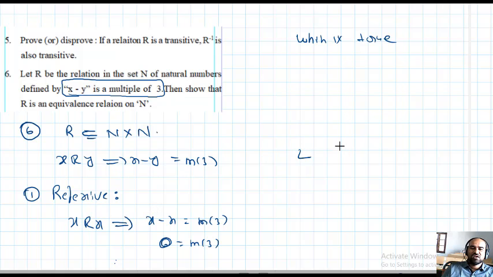Instead of x you take 2. 2 related to 2 means 2 minus 2 is a multiple of 3. Correct only, no? Take 3 related to 3. 0 is a multiple of 3, correct only, no? What is the meaning of that? R is reflexive. R is reflexive.